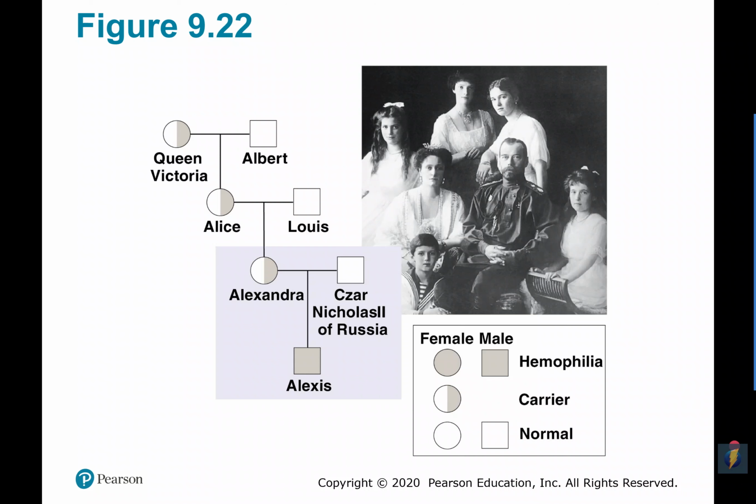So hemophilia happens to be one of these traits. You can see this in Queen Victoria in Victorian England. She was married to Albert. They had a couple children. Alice was a carrier, just like Queen Victoria was a carrier for the hemophilia. Louis was not. He did not get the sex-linked gene. He was normal.